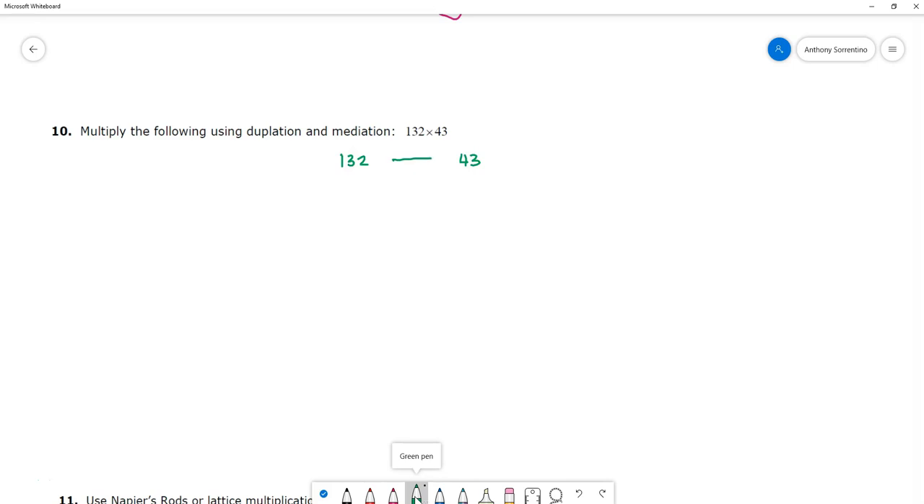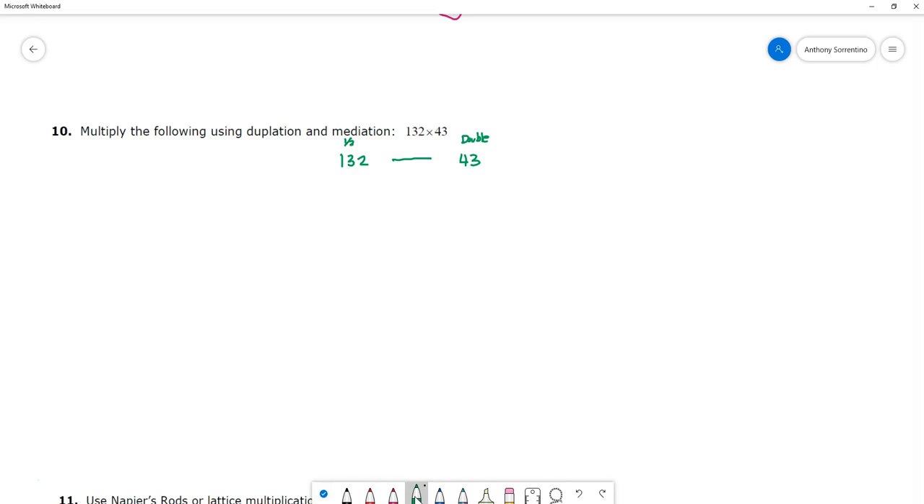And basically, the bigger number you're going to cut in half. So we're going to do halves on this one. And we're going to double the smaller one. And we do this, if we take half and we end up with a remainder, we just round down. And we keep doing this until the left-hand column becomes 1.